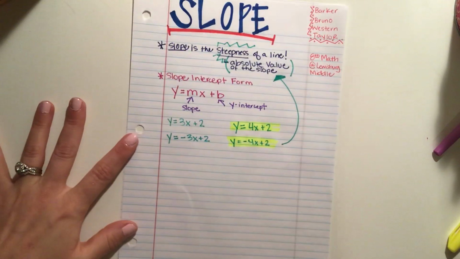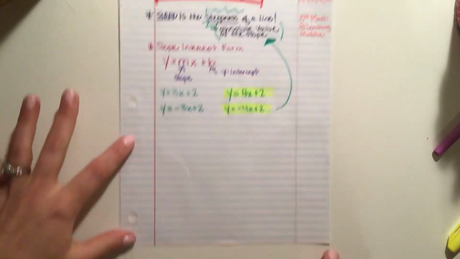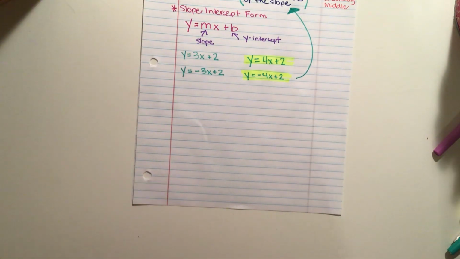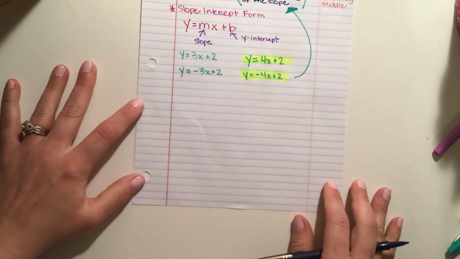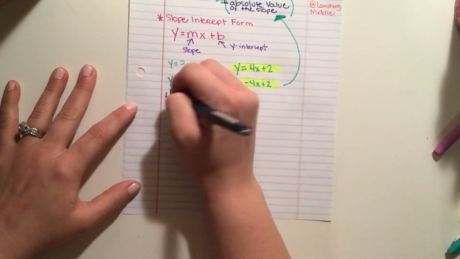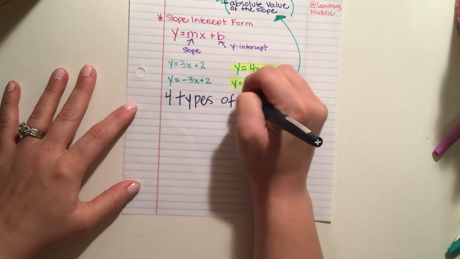Okay, so those are a few helpful hints on slope. Now let's look at the 4 types of slope. Let's go ahead and write this out. We'll have a second little section of our notes on here: 4 types of slope.